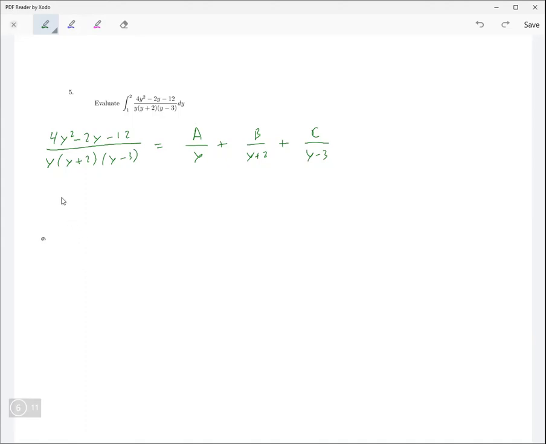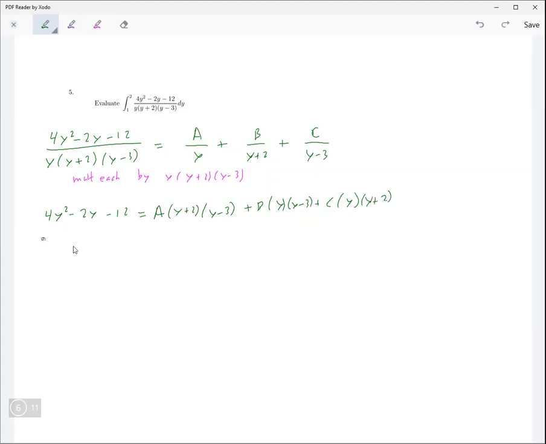So this is the most general one that'll give it to you. Okay, so multiply each term by this product. And when you do that, on the left-hand side, you're going to get 4y squared minus 2y minus 12. On the right-hand side, you're going to get a times y plus 2 times y minus 3 plus b times y minus 3 plus c times y plus 2.